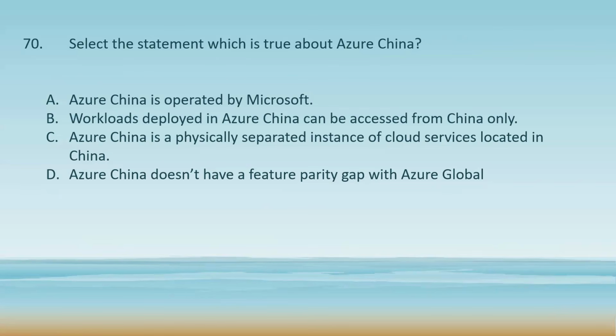Now read the statements carefully and make sure you are choosing the statement which is true about Azure China. So the right answer is option C. Azure China is a physically separated instance of cloud services located in China. Regarding the other options, it is opposite. That is, Azure China is operated by a partner named 21 Vianet. The workloads that are deployed in Azure China can be accessed globally, and Azure China does have a feature parity gap. However, the gap is narrowing now.